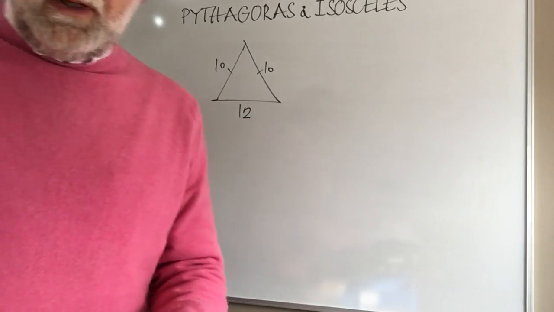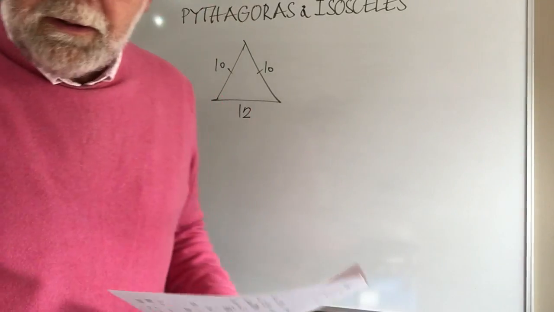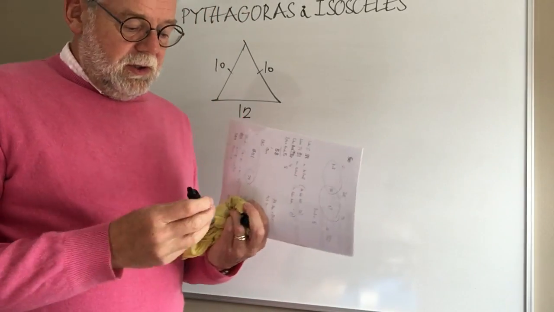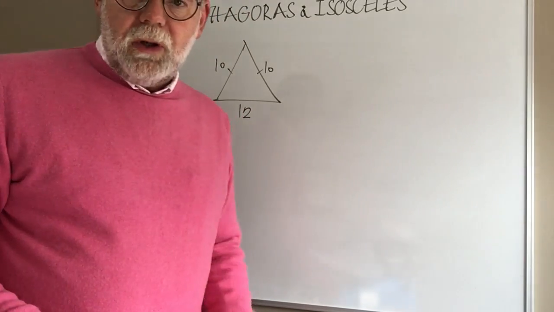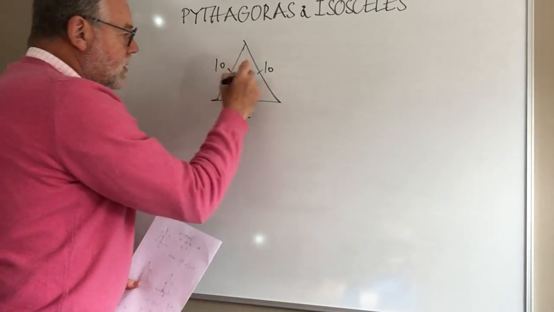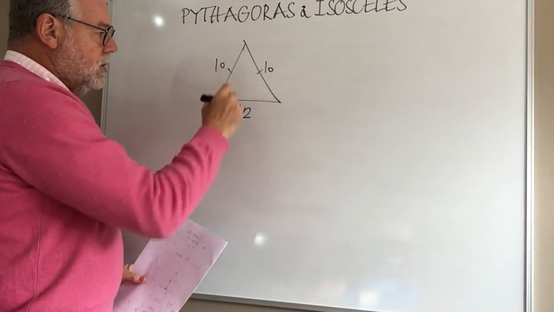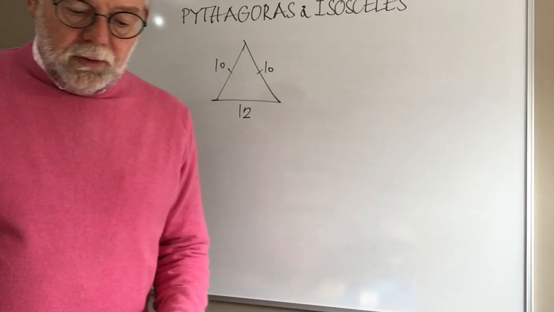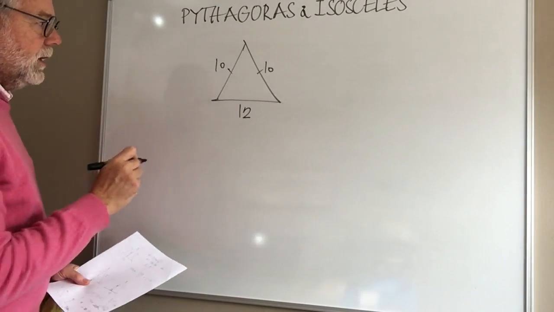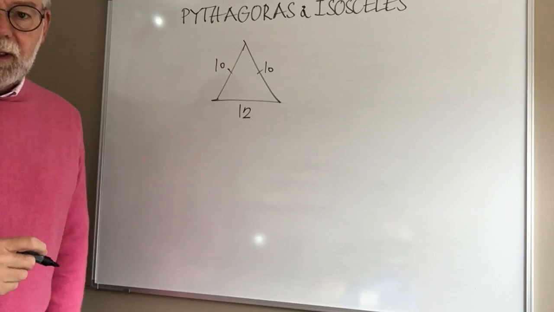In this clip we're going to explore how Pythagoras can be used in relation to isosceles triangles. Now we know, don't we, an isosceles triangle simply has two equal sides and two opposite equal angles. Now the type of question we might get asked is, can you find the area of this isosceles triangle?